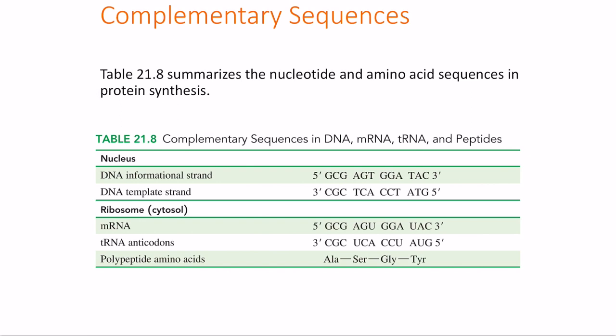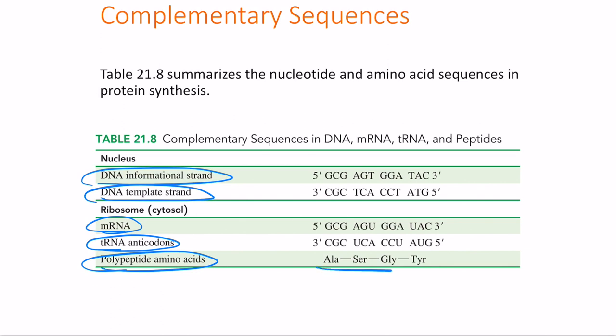To summarize this, you have the DNA informational strand and the DNA template strand inside the nucleus that generally end up creating the mRNA. The mRNA then pairs with the tRNA strand, which is going to complement itself. And finally, the polypeptide of amino acids is the one that is created by the ribosome.